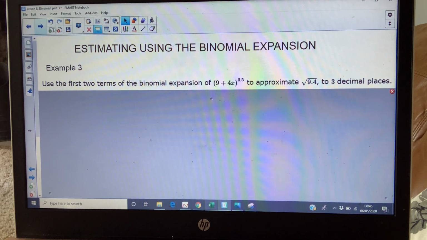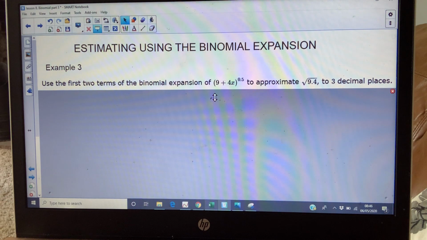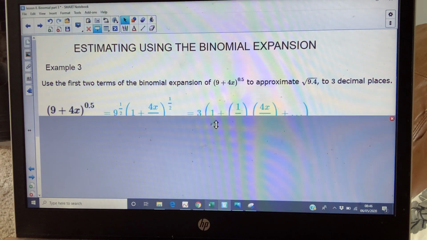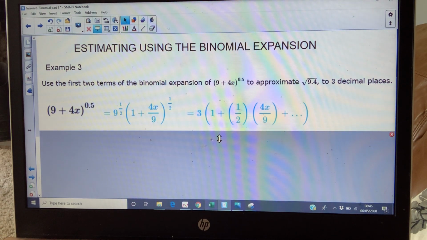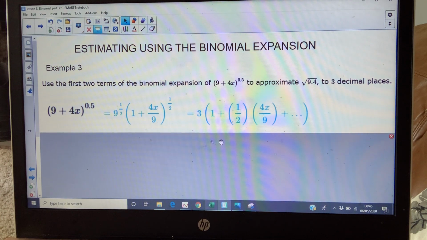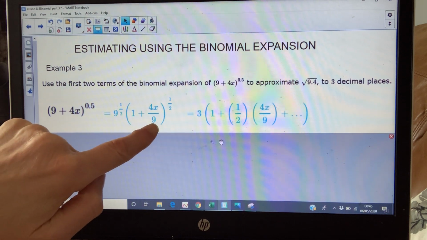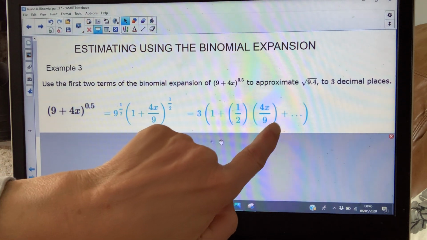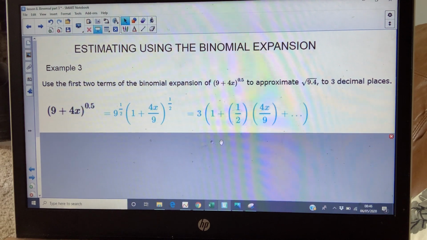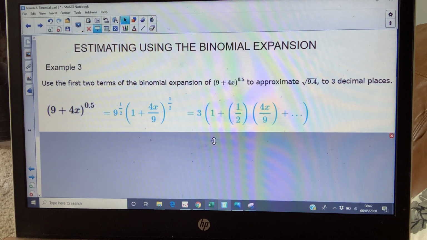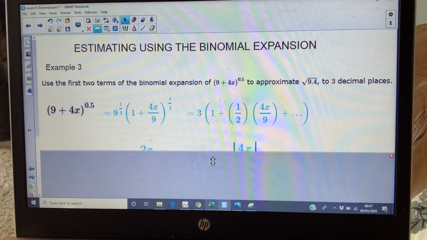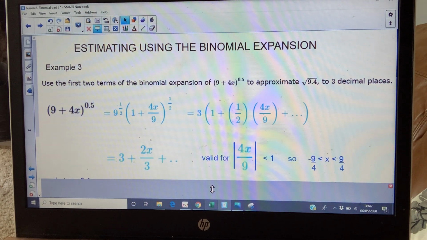So, first question. Use the first terms of this binomial expansion to approximate square root of 9.4 to 3 decimal places. So straight away, we're going to launch into expanding this binomially, and you know what you're doing. You obviously don't like that 9 there. Take it out to the power of a half. It leaves you this. Again, you don't need me to now explain what I'm doing here. You've done plenty of these now. So what you would now do, it only wants you to do the first 2 terms. So that really does reduce the difficulty of the question.